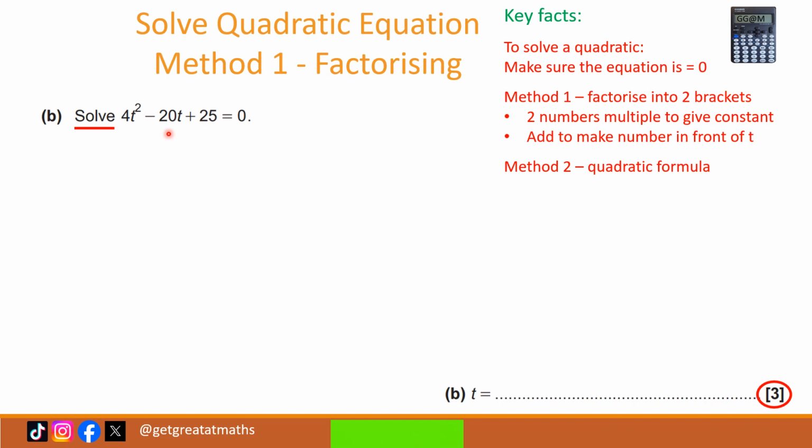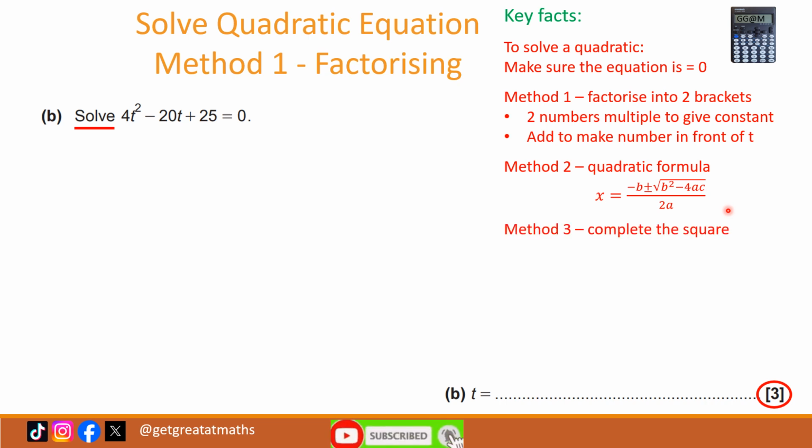Method 2, we're going to look at using the quadratic formula, and you'll be expected to know for the exam that x is equal to negative b plus or minus the square root of b squared minus 4ac, all over 2a. You'll be expected to use that formula in the exam, so make sure you learn it. You will get a clue that you might have to use the quadratic formula if the question says give your answer to 1 decimal place. Then you pretty much know you've got to use the quadratic formula.